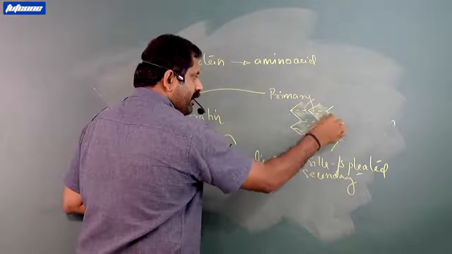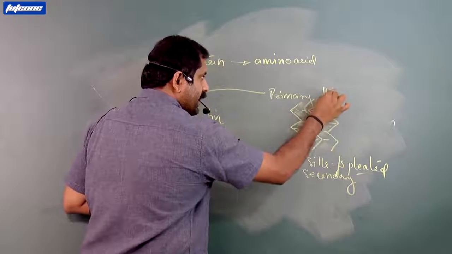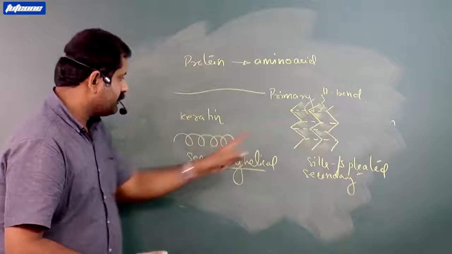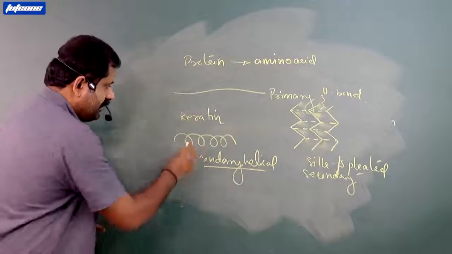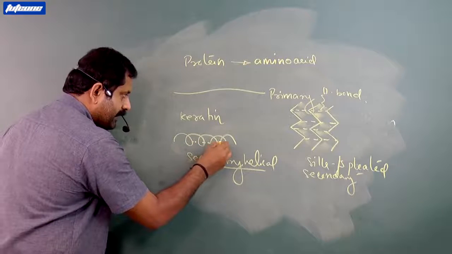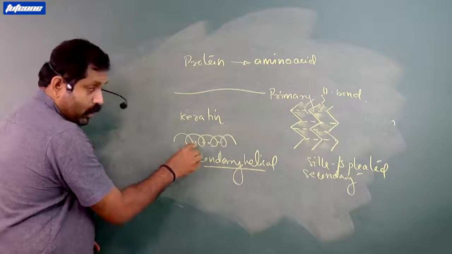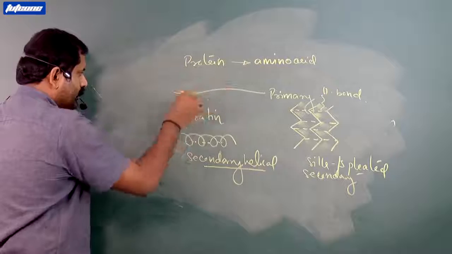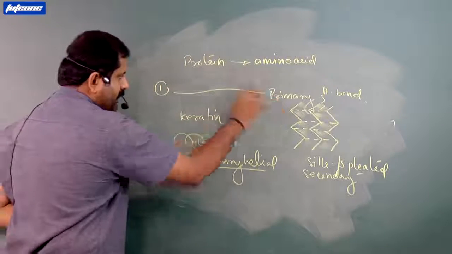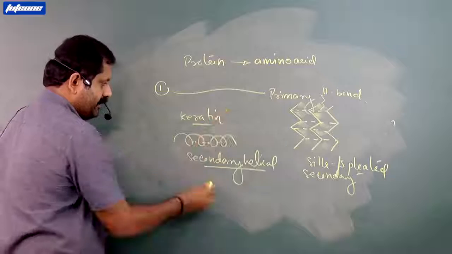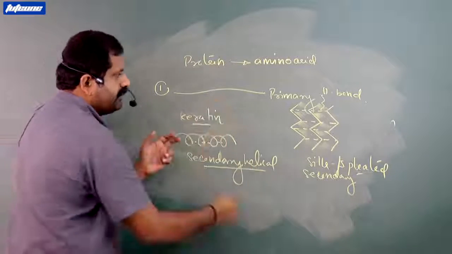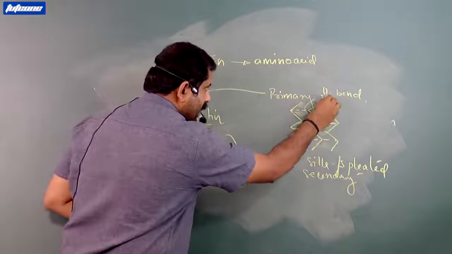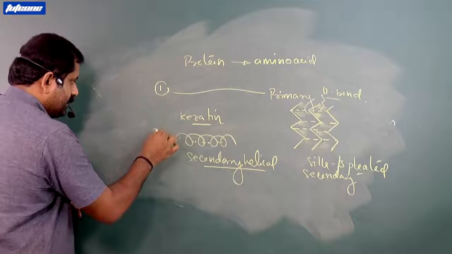Here the two adjacent fibers are connected together by weak H bonds. We can split up this bond by heating. Here also, in case of keratin, the adjacent helices are connected together by hydrogen bonds. This dotted line indicates hydrogen bond. So this is a fundamental structure found in all proteins, primary structure. In case of keratin, it is secondary helical, where the structure is coiled. In case of silk, two or more primary structures are connected together by hydrogen bond. And this is the secondary structure.